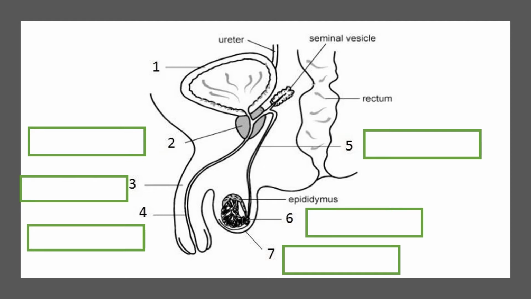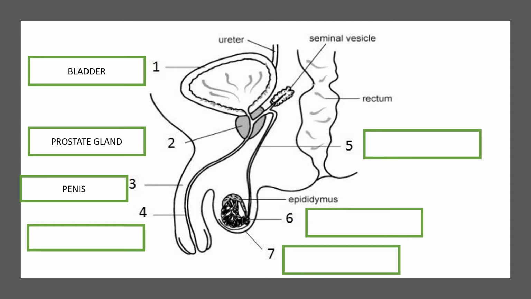For number 1, we have the bladder. Number 2, that's the prostate gland. Third, that's the penis. And the fourth one, that's the urethra. Fifth is the vas deferens. Sixth is the testis. And the seventh part here is the scrotum. Okay, great job for all of you.